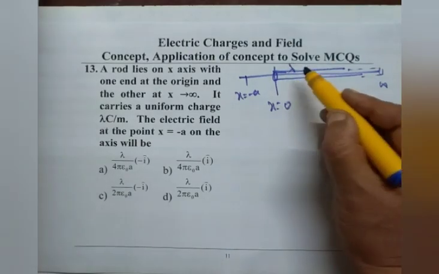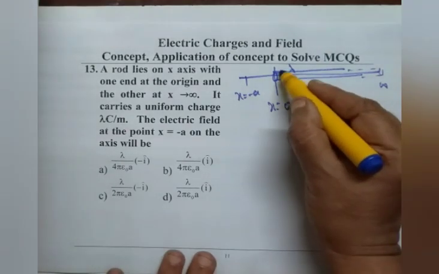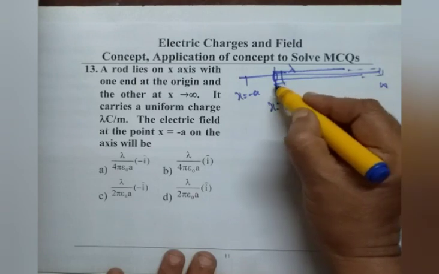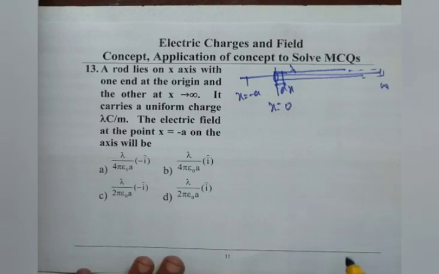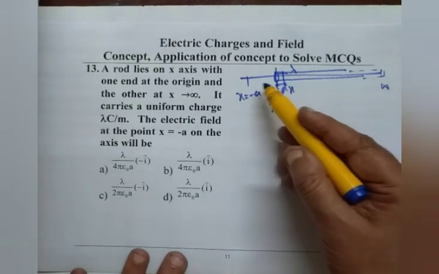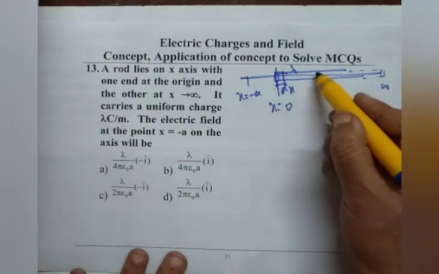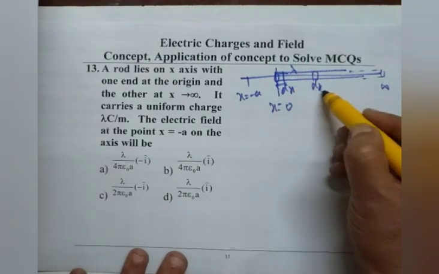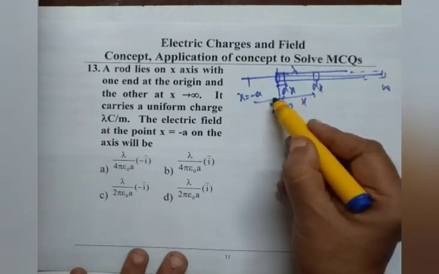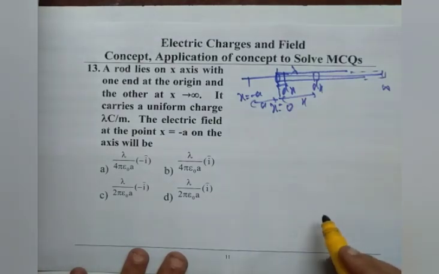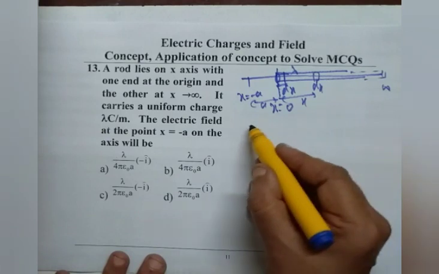And charge density on this is lambda. For this, we imagine in the beginning a small portion of this whose length is dx. Then we write the expression for electric field due to this. And we take this dx somewhere here to get the general expression. And from origin it is x, from here it is a. Therefore, now we write the Coulomb's expression for this.